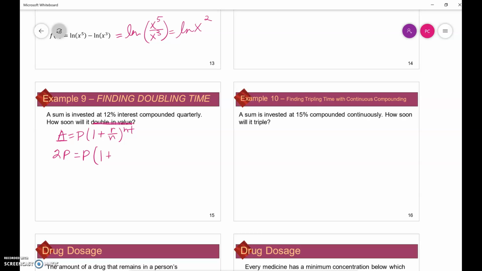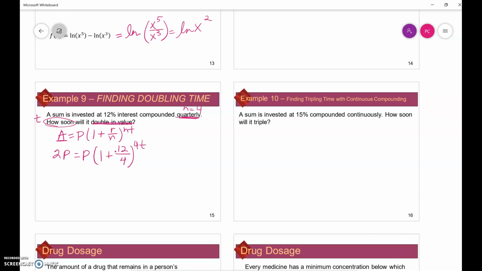Now let's fill in the rest of it. We have 1 plus 0.12 divided by 4, because remember quarterly would be 4, raised to the 4t. And again, I don't have a value for t because I want to know how long, or how soon. That's our t. How soon will it double?